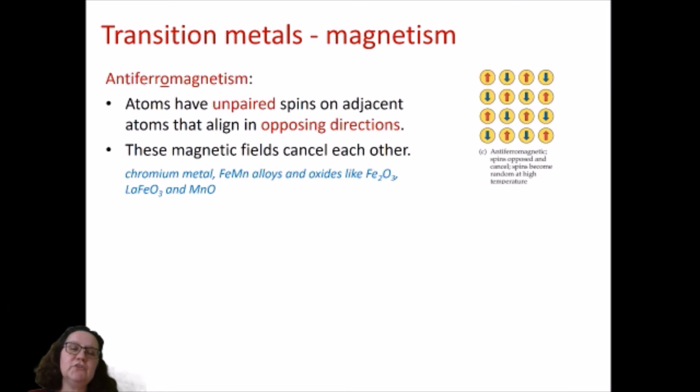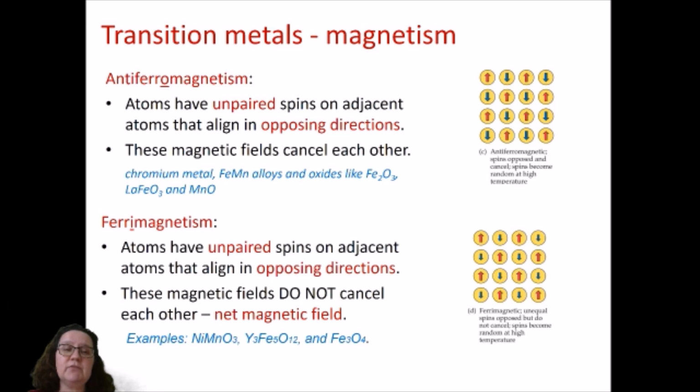You can also have something called antiferromagnetism. In an antiferromagnetic substance, atoms have spins on adjacent atoms that align in opposing directions, and they have the same strength. These magnetic fields have the same strength, so they cancel each other. For example, chromium is an example of an antiferromagnetic metal.